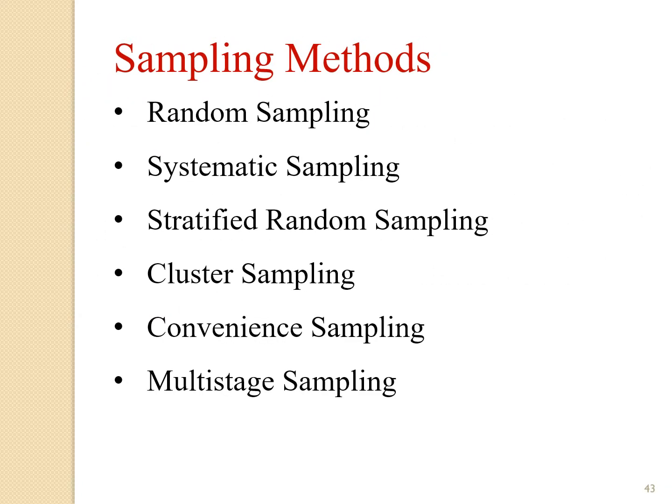So in this section we are going to discuss the six important sampling methods. First, the random sampling method; second, the systematic sampling method; third, the stratified random sampling method; fourth, the cluster sampling method; next, the convenience sampling method; and finally, the multi-stage sampling method.